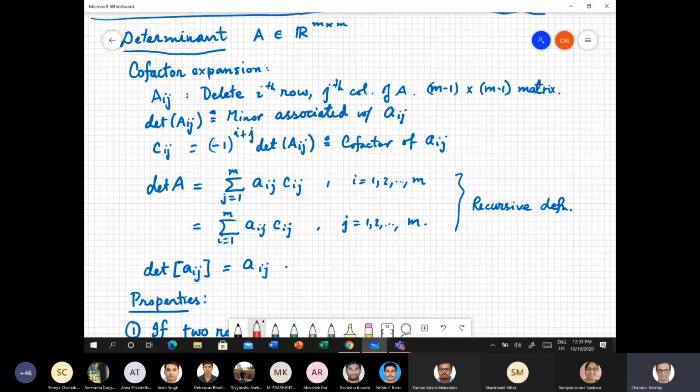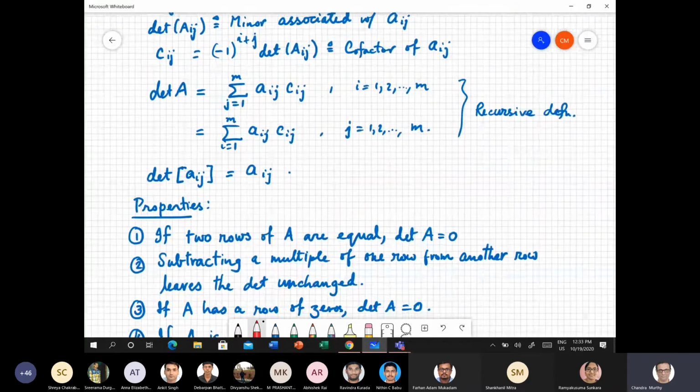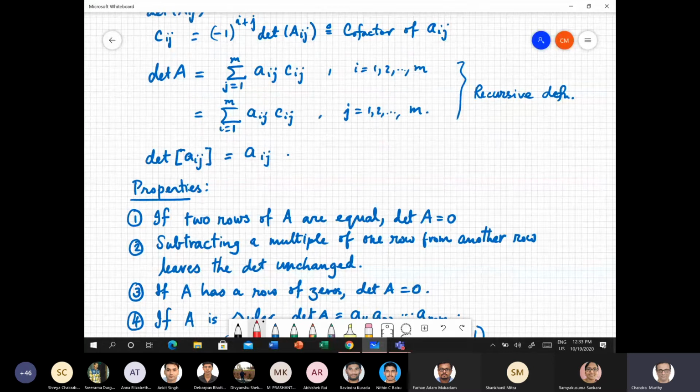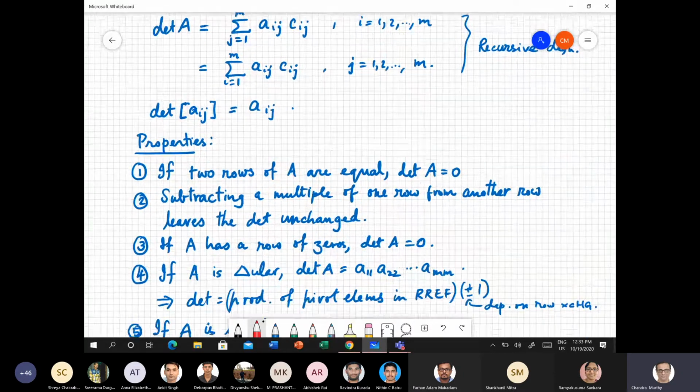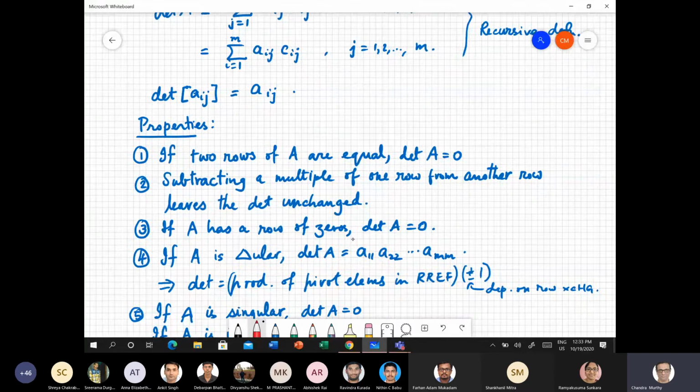And the last time we saw several properties of the determinant. So for example, if two rows of the matrix A are equal, then its determinant equals 0. If you subtract a multiple of one row from another row, then that leaves the determinant unchanged. So what this means is that if you do these row reduction operations, that does not change the determinant of a matrix. Also, if A has a row of zeros, then the determinant of A equals 0.